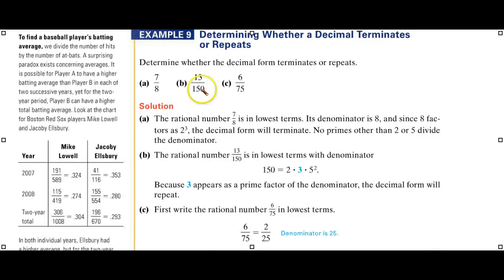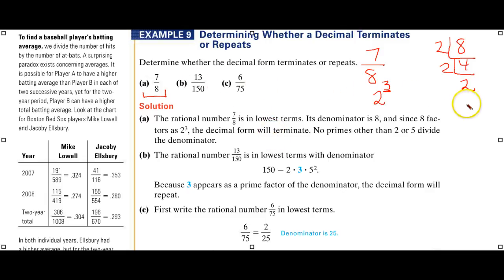So let's take a look at our first example, 7/8. What is the prime factorization of 8? We can do it like so. 2 goes into 8 4 times, 2, 2. So there's our prime factorization of 8, and it would be 2 to the 3rd. Since in our denominator the prime factorization is 2's, this has a terminating decimal. And you can read it here as well.